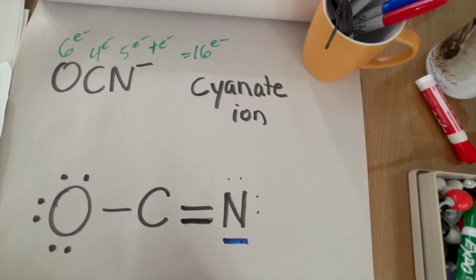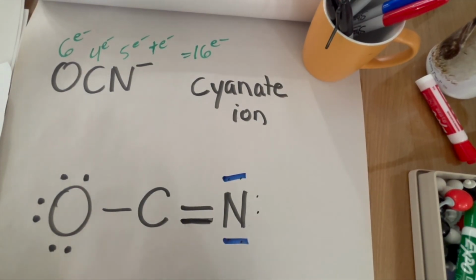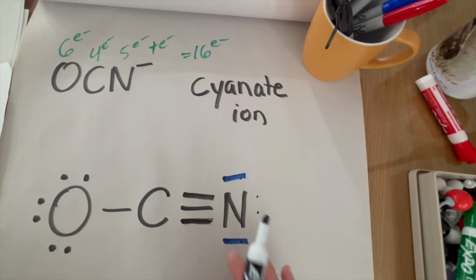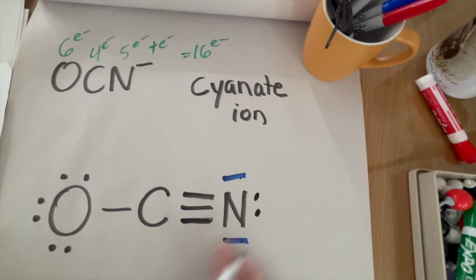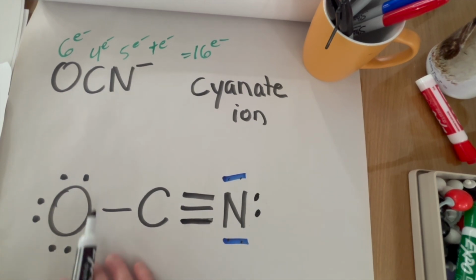But carbon still doesn't have enough. So we're going to take one more pair and share it with carbon. And I think we mentioned in the lecture, nitrogen often can form double and triple bonds because its electronegativity isn't so high. So here we have now a really happy nitrogen. 1, 2, 3, 4, 5, 6, 7, 8 electrons around it. And carbon also happy, 1, 2, 3, 4, 5, 6, 7, 8 around it. Oxygen happy, we have 1, 2, 3, 4, 5, 6, 7, 8 around it.